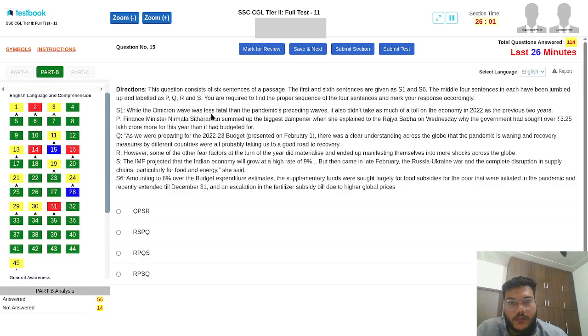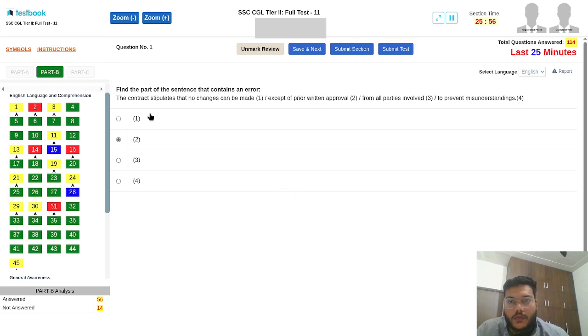While the Omicron wave was less fatal than the last. The contract stipulates that no changes can be made except with prior written approval from all parties involved to prevent misunderstandings.